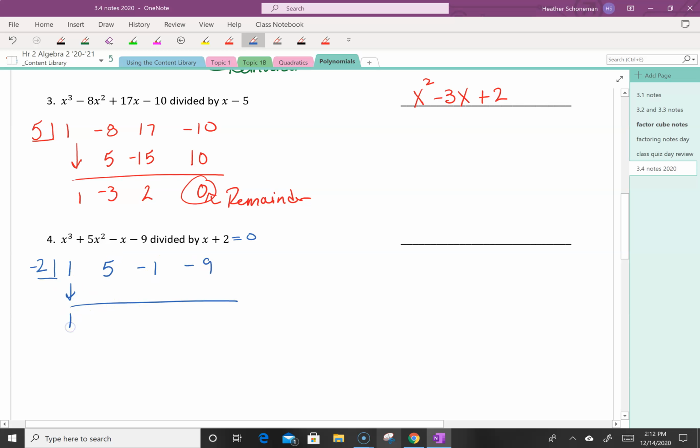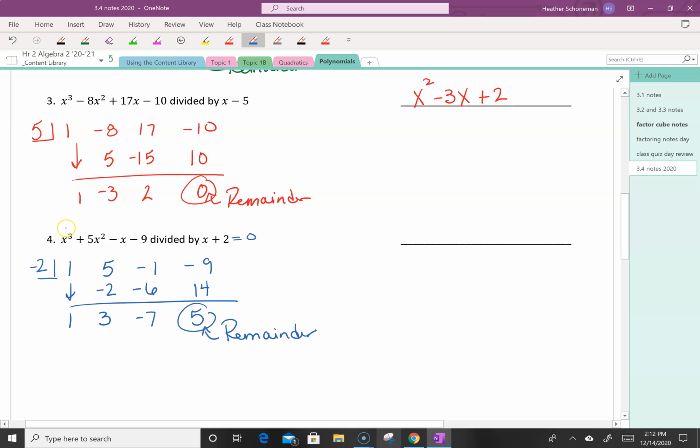The 1 comes straight down. 1 times -2 is -2. Add and get 3. Multiply, -6. Add and get -7. Multiply and get 14. Add and get 5. So this is the remainder.